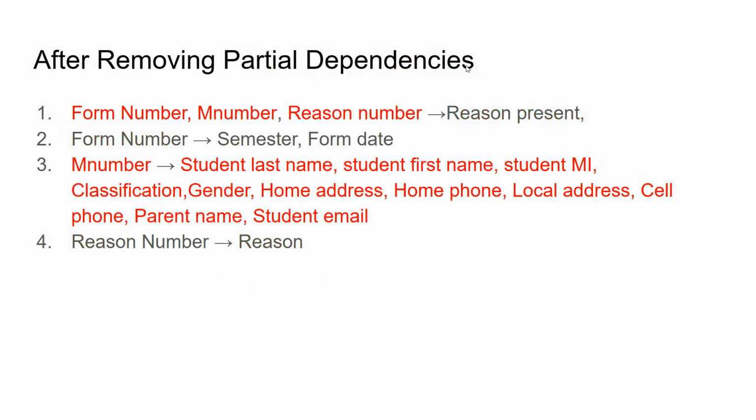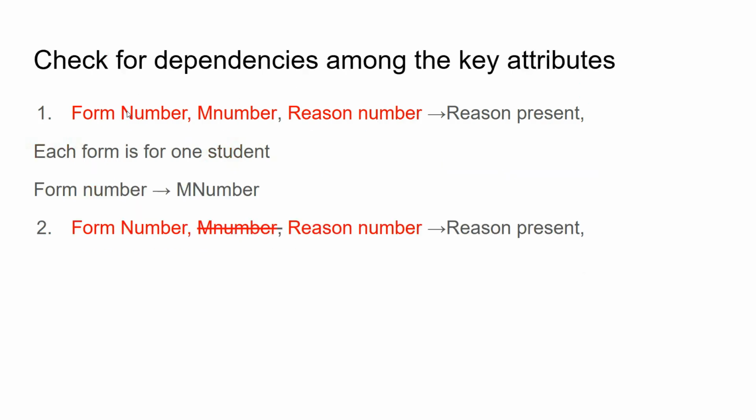All right. So after removing partial dependencies, we end up with this form number, semester, and form date. This is student M number to student attributes, reason number to reason. This is the original relation we had, and form number, M number, reason number determines reason present. Okay. So now we're still not done. We need to look at this original relation and see if there is any dependency among these key attributes. So we want to check for dependence among the key attributes: form number, M number, and reason number.